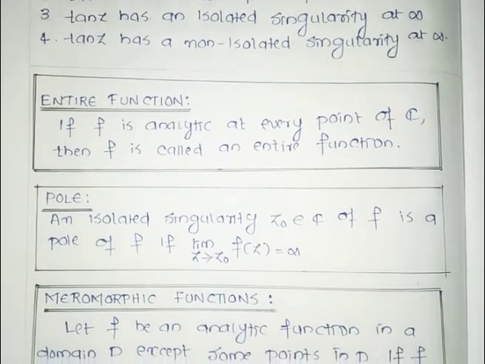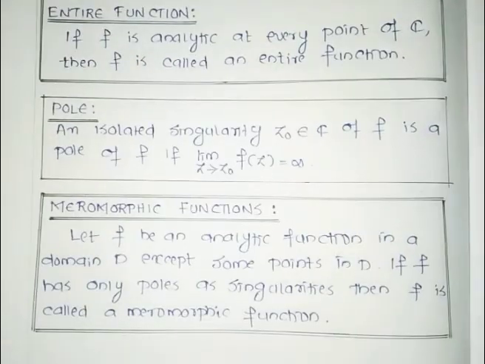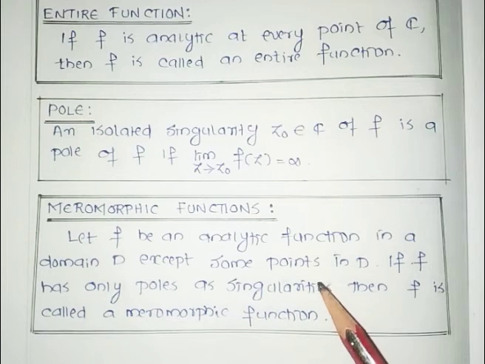Next definition, meromorphic functions. Let f be an analytic function in a domain D except at some points in D. If f has only poles as singularities, then f is called a meromorphic function. That is, a function which has only poles as singularities is called a meromorphic function. Now we are going to our question.